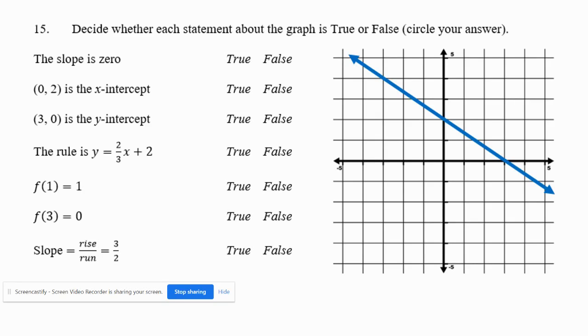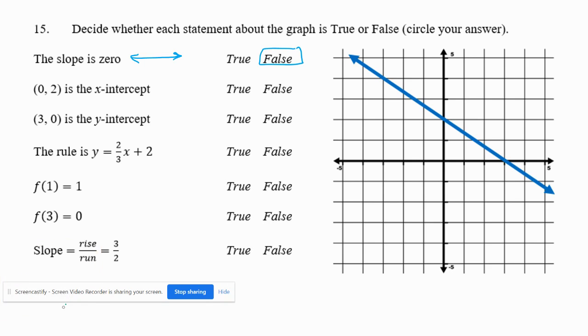Number 15. Decide whether each statement about the graph is true or false and circle your answers. First statement says the slope is 0. If we had a slope that was 0, we would have a line that's completely horizontal. This line is not completely horizontal. It's more a diagonal. It looks like it's decreasing. So this one would be false.